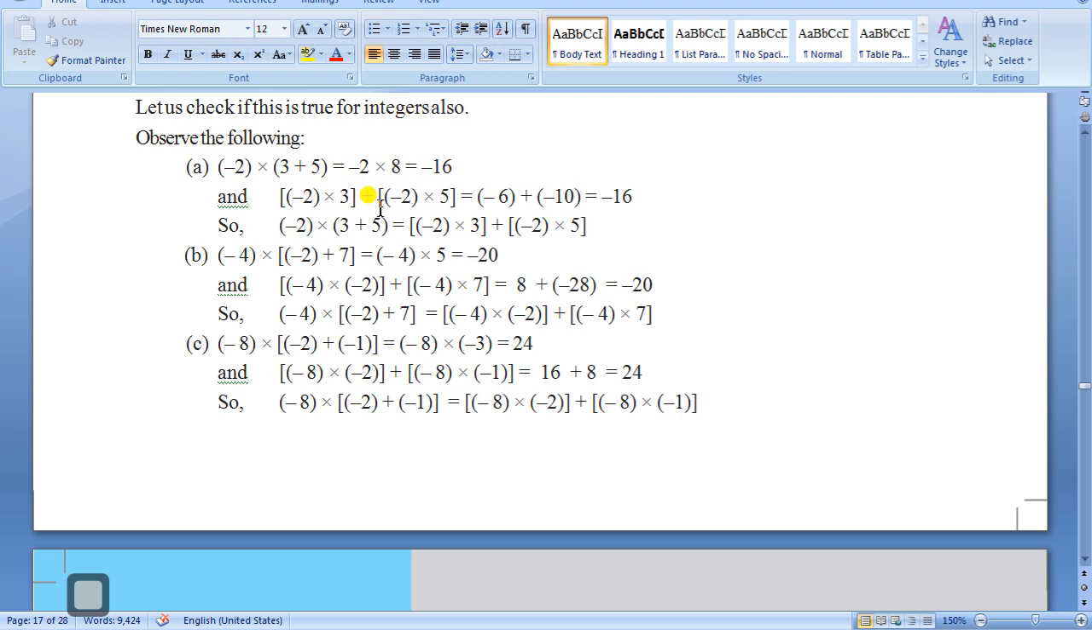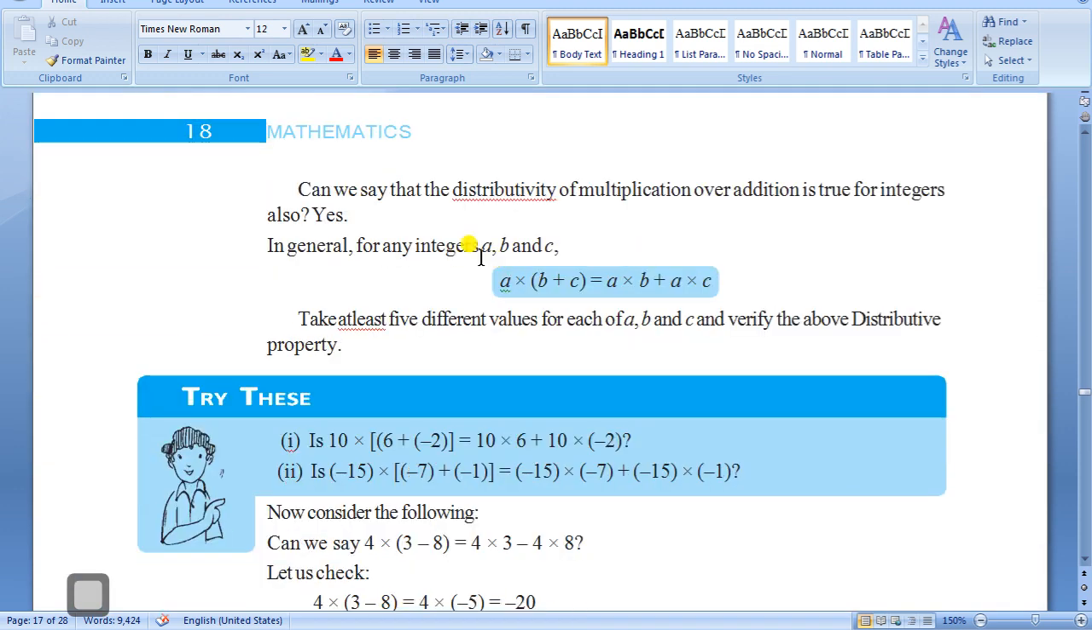Observe the following. Minus 2 into 3 plus 5, that is minus 2 into 8, is equal to minus 16, and minus 2 into 3 is minus 6, minus 2 into 5 is minus 10, and the sum is minus 16. So minus 2 into 3 plus 5 is equal to minus 2 into 3 plus minus 2 into 5, right? In general, can you say that distributivity of multiplication over addition is true for integers also?